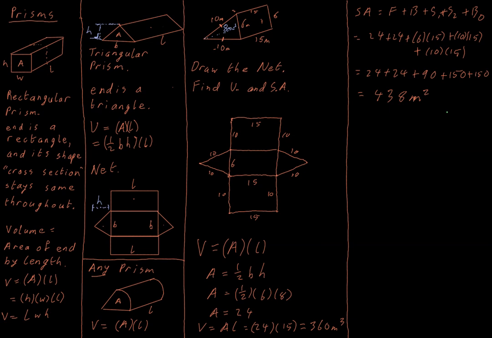So again, if we can see that we have an area that we're able to find or that we're given, and it goes back with that same shape all the way through its length, that's a prism, and then we're able to say the volume is going to be the area of the end multiplied by the length of the prism. And that is what we need for now.